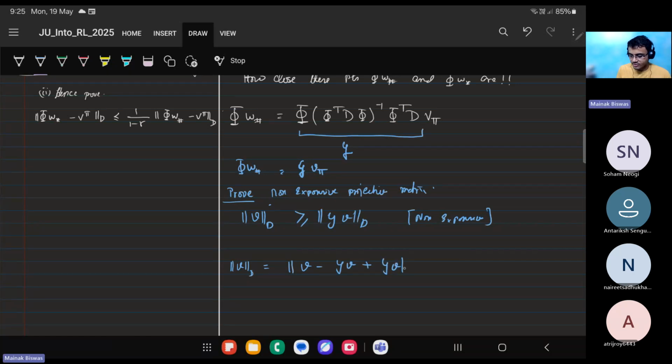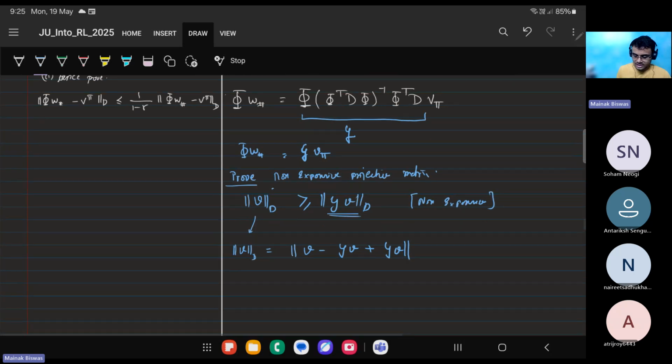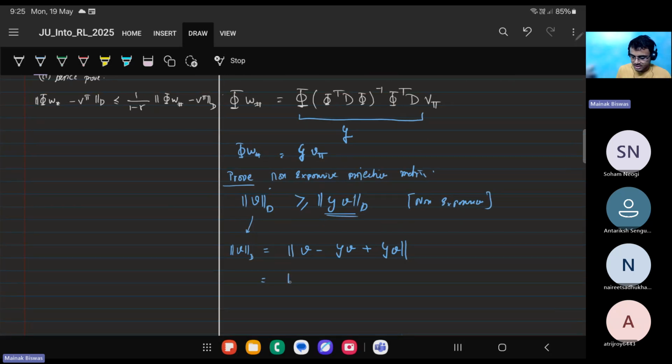I can add and subtract GV. That's what I have to bring, right? I have V with the norm of V. I want to bring this G norm, whatever I have. So let's try adding and subtracting this. If I add and subtract this, I will have V minus GV, and if I put a square also, plus GV squared. This is what I wanted to bring. See, I have brought that term over here.